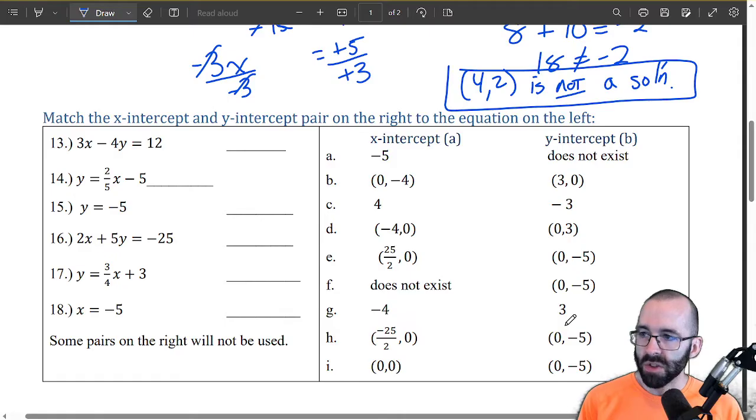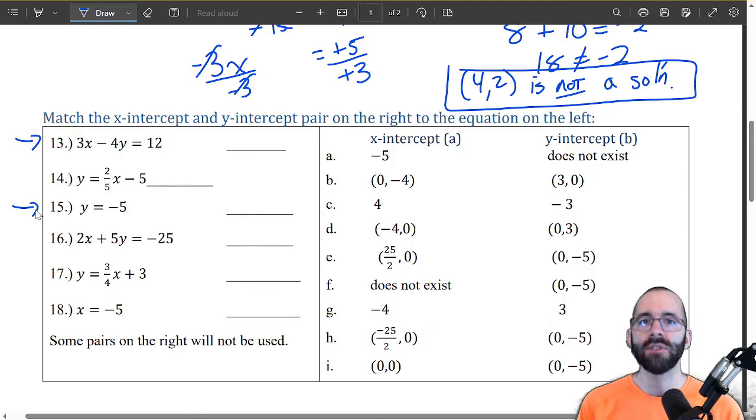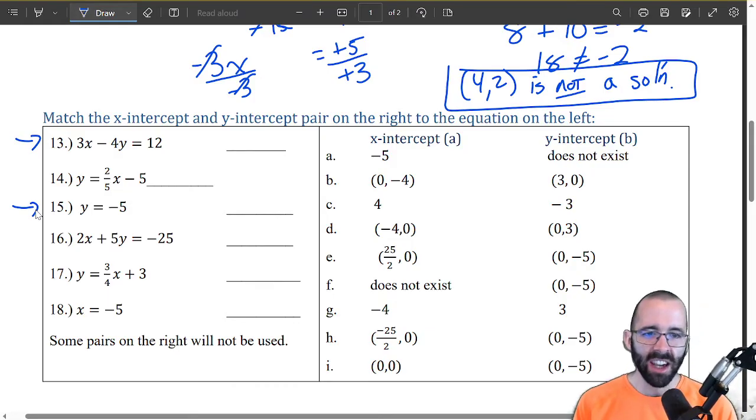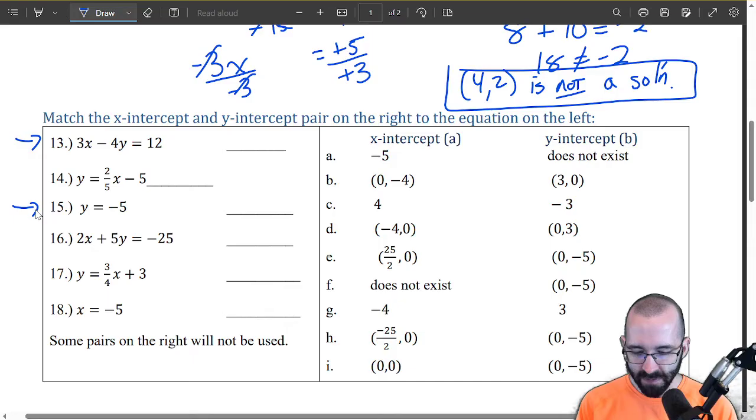For the next group, we're just doing some matching. I'm going to do number 13 and number 15. So we need to match the x-intercept and the y-intercept to the equation on the left. So the easiest way to do this is to just find the x and y-intercept. I think if you check every single one of these, it's going to take forever. If you just find it, then you can just pick the right option.